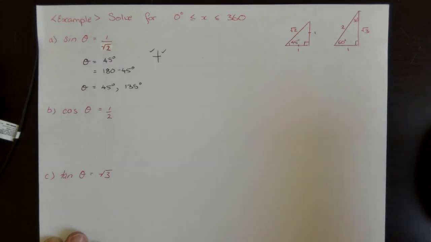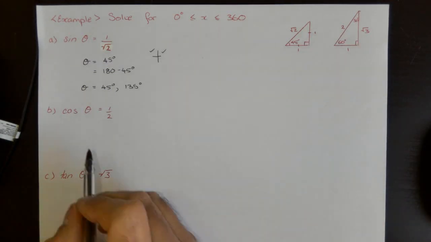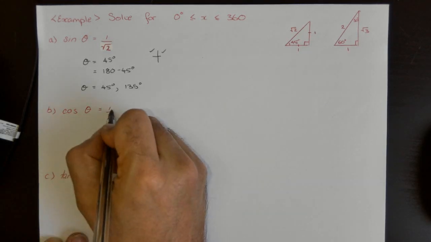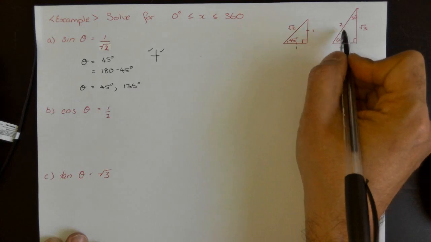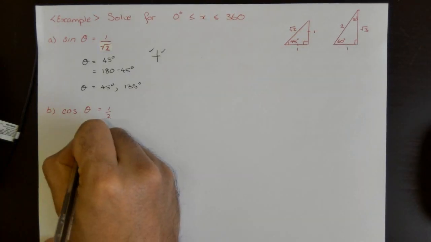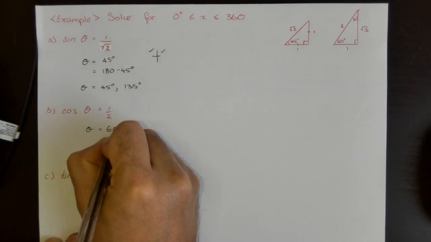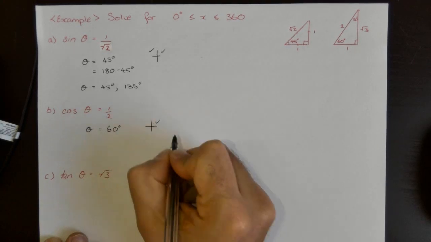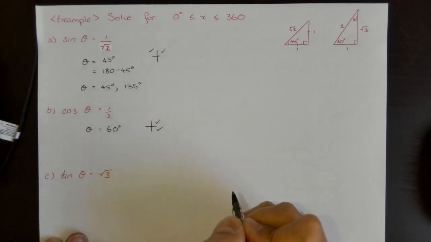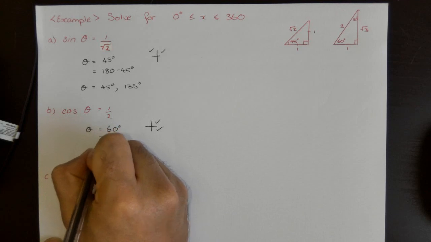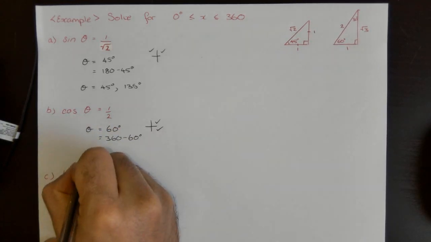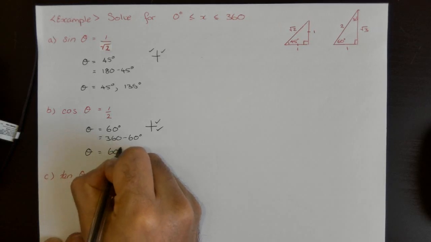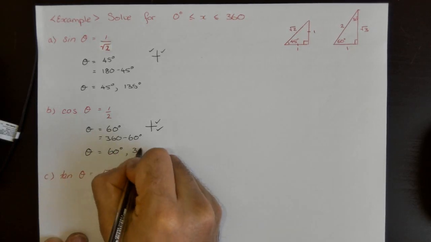Okay, if I want cos theta equals a half, where the adjacent is 1 and the hypotenuse is 2, then theta is 60 degrees. That's in the first quadrant, but cos is also positive in the fourth quadrant, which is 360 minus 60. So theta is 60 or 300 degrees.